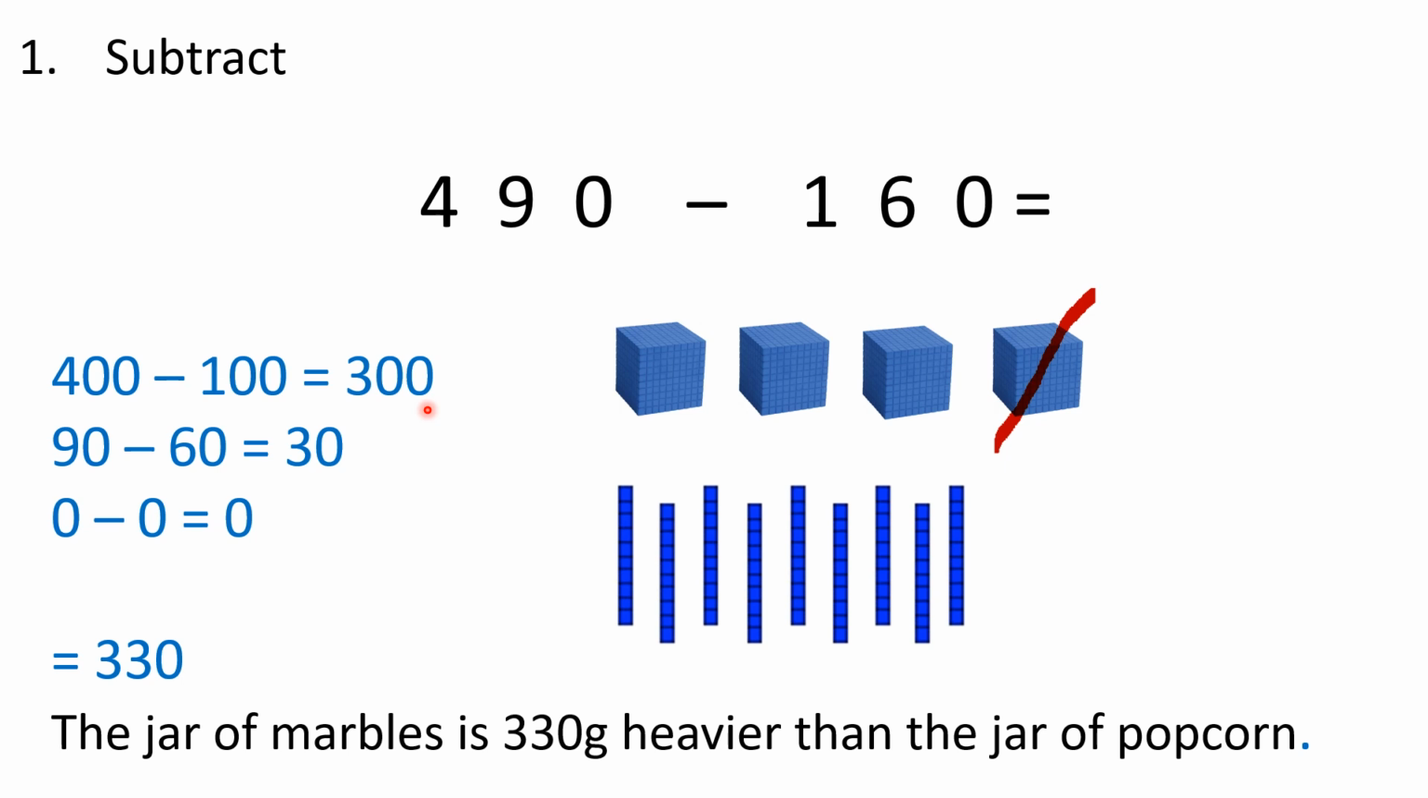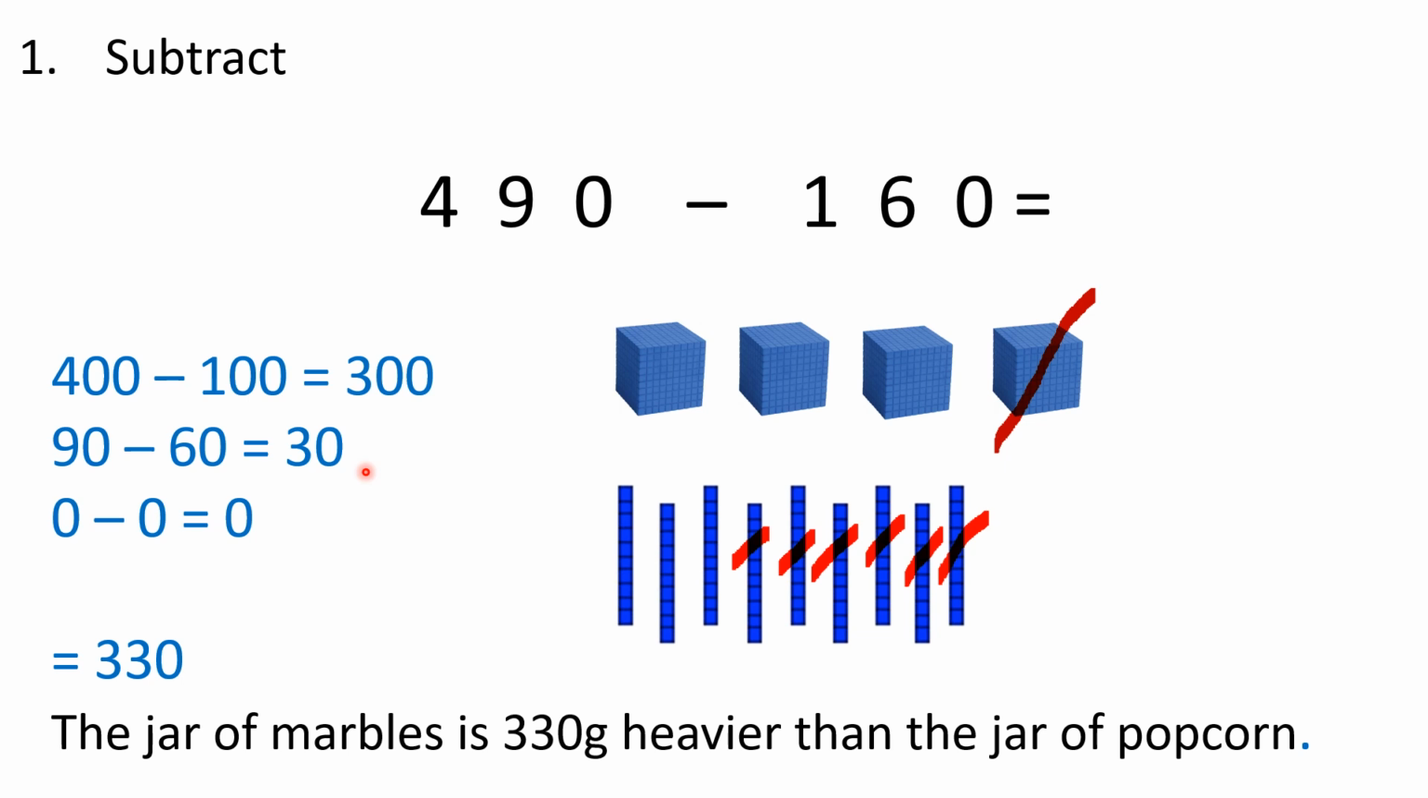Next, we need to subtract our tens. So in 490 there are 90 tens, and in 160 there are 60 tens. So this time we're taking away 60 tens. Let's do that now carefully. So 1, 2, 3, 4, 5, 6, and I'm left over with, let's have a look, 10, 20, 30 tens left over. So 90 take away 60 equals 30.